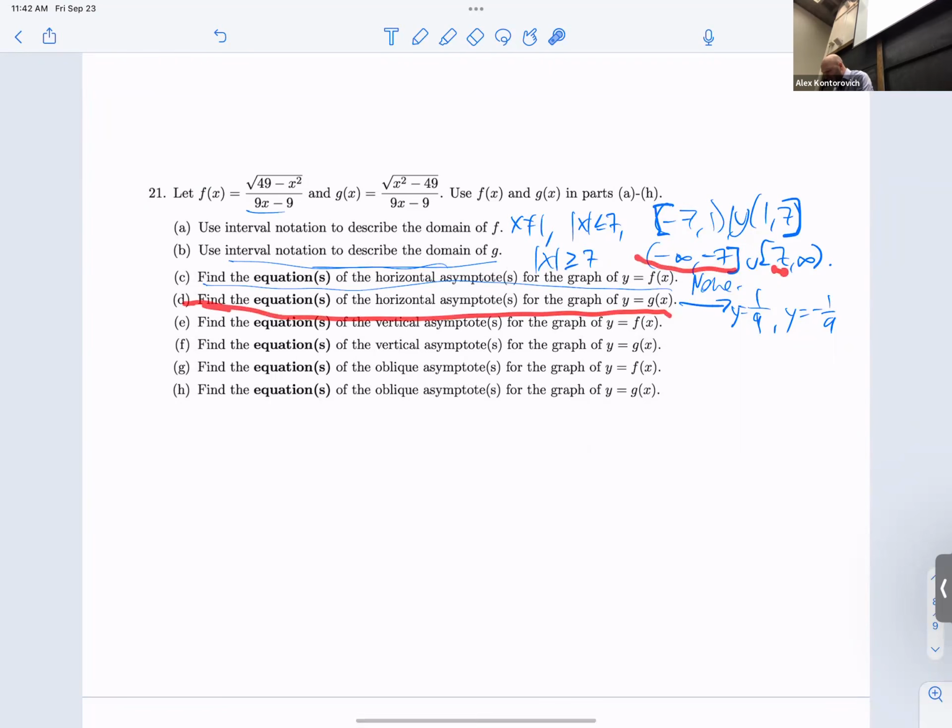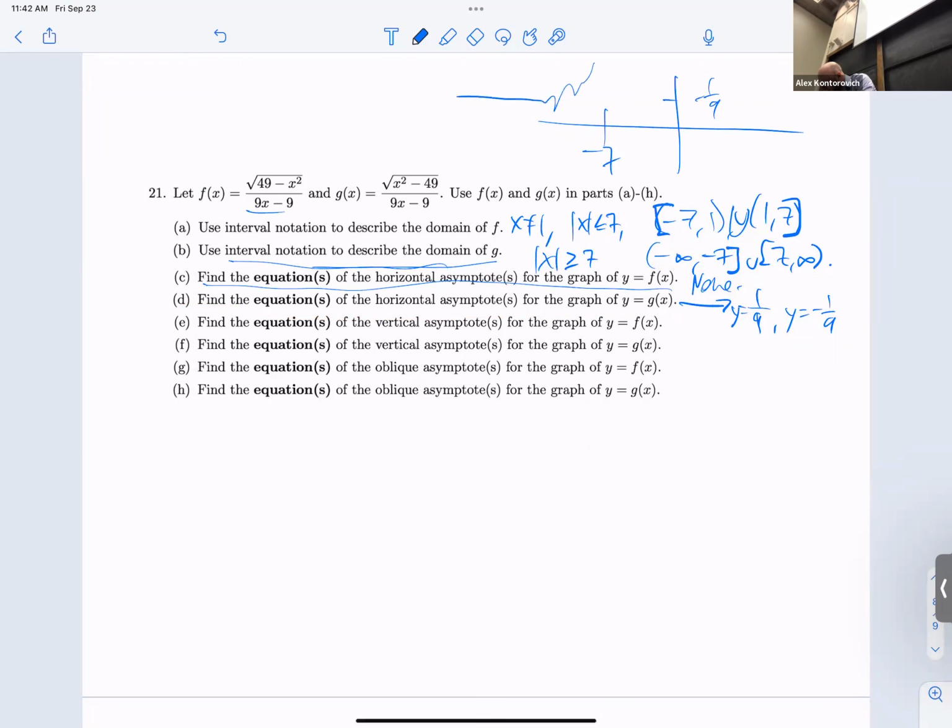So this is one piece of the domain, and here's the other piece of the domain for G. But that's not x equals 1/9, that's y equals 1/9. So what I'm saying is whatever G looks like, here's negative 7. G doesn't even exist unless you're below negative 7. And what it does eventually is it starts looking like negative 1/9 down here, whatever it's doing. And above 7, that's a positive 1/9. So it's negative 1/9 over there, and then it's positive 1/9 over here. That's what G looks like.